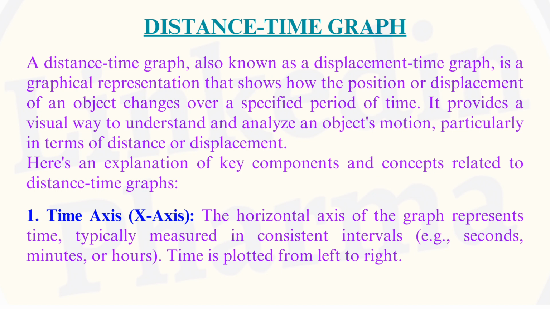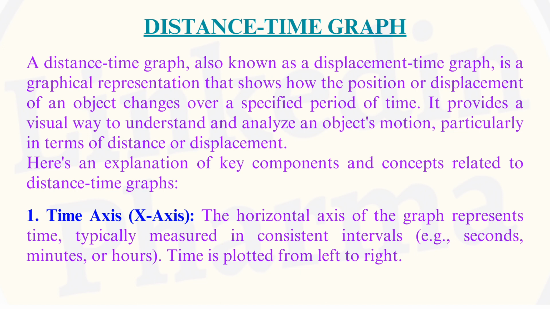Distance time graph. A distance time graph, also known as a displacement time graph, is a graphical representation that shows how the position or displacement of an object changes over a specified period of time. It provides a visual way to understand and analyze an object's motion, particularly in terms of distance or displacement. Here's an explanation of key components and concepts related to distance time graphs.